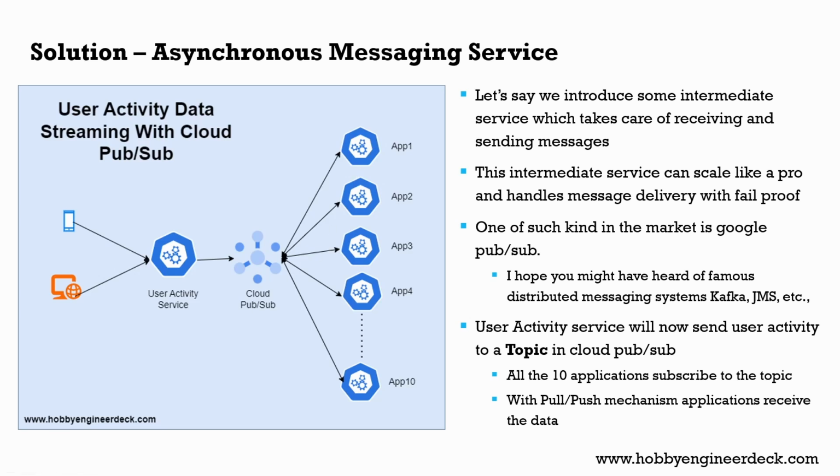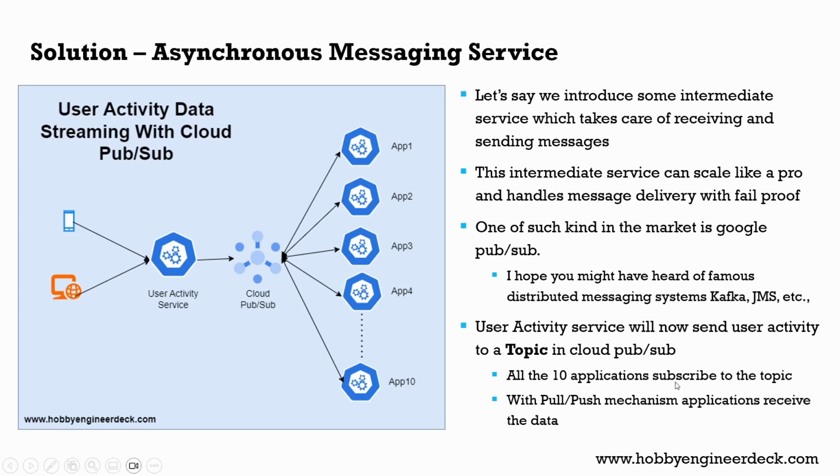Every topic will have multiple subscriptions. So suppose if app one subscribes to this particular topic, it has to create a subscription in this particular topic. Similarly, app 2 will have one subscription. App 3 will have one subscription. App 4 will have one subscription, and similarly, app 10 will have another subscription. But all these subscriptions will point to a single topic.